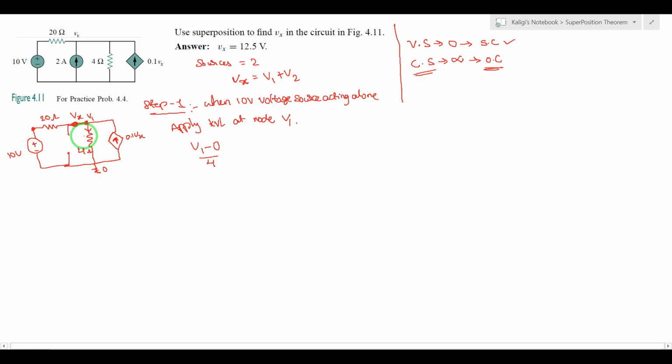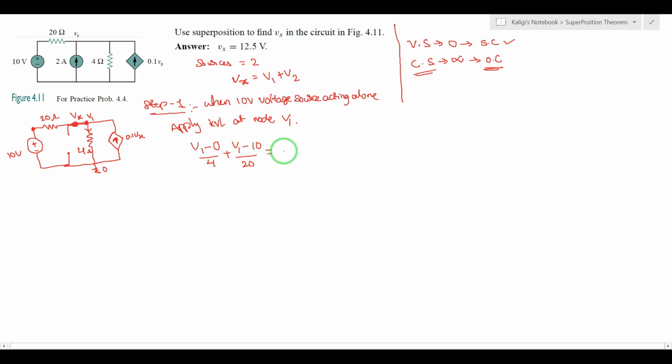V1 minus 0, the direction I made as outwards, right? So V1 minus the other node voltage, which is 0. The difference between voltages is divided by resistance. V by R is equal to I. So this is the current flowing through the 4 ohm resistor branch, plus another one, V1 minus the other node voltage, which is 10, there is a voltage source, divided by 20 ohms resistance. So I wrote two currents, and those two are outgoing currents.